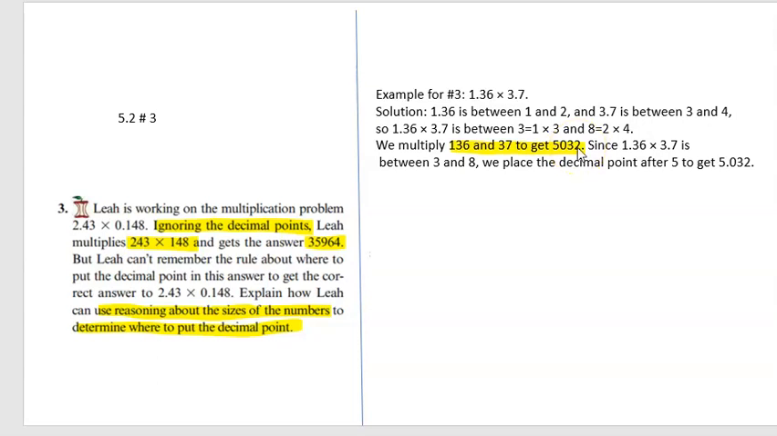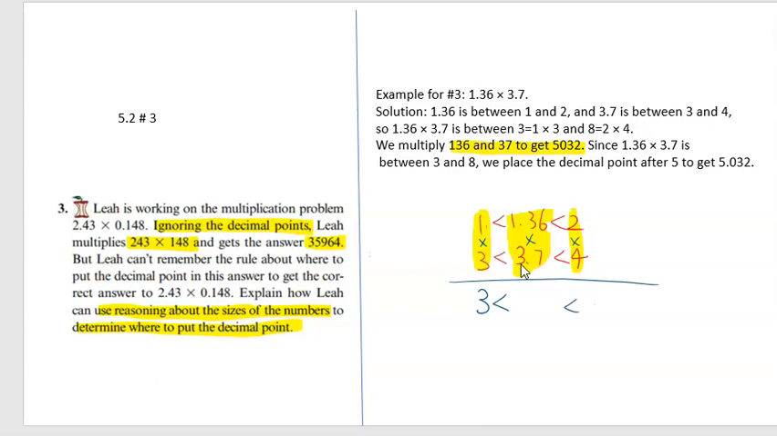So for example, 1.36 is literally between 1 and 2, and 3.7 is between 3 and 4. Now, when we multiply these two numbers, we should also get a number between the lower bound times lower bound and upper bound times upper bound. Multiplying the two lower bounds, we get 1 times 3 is 3. Multiplying the upper bounds, we get 2 times 4, 8.